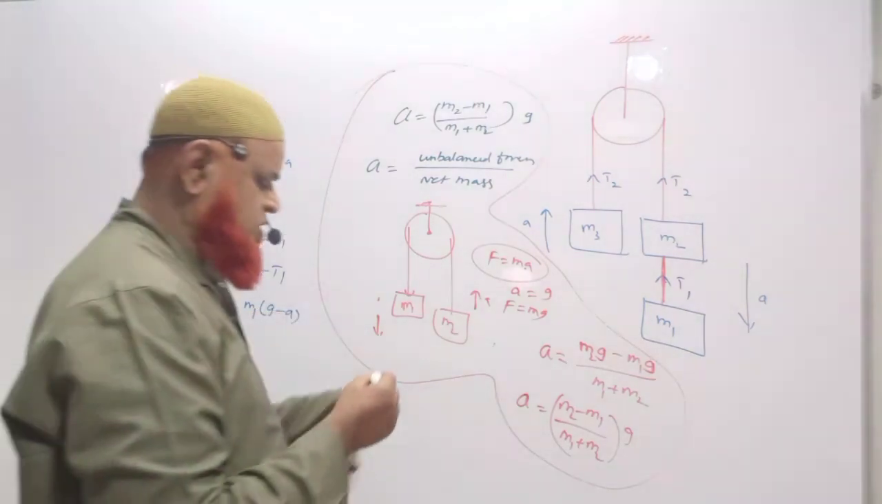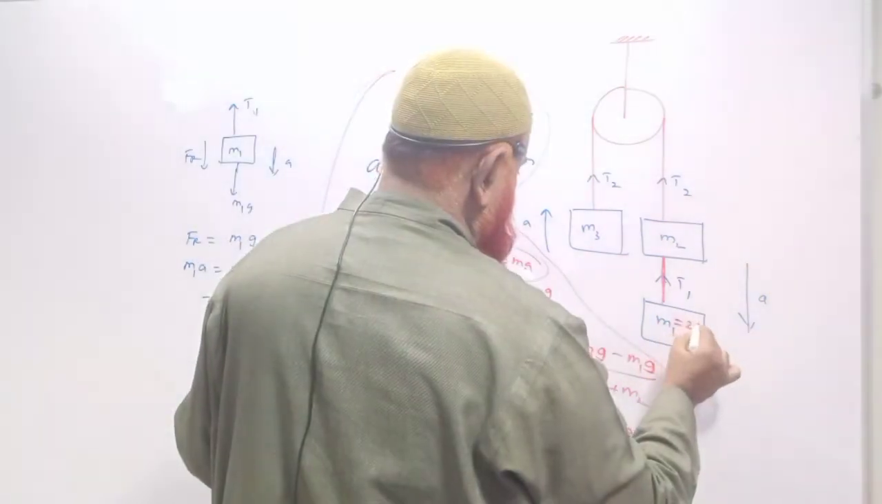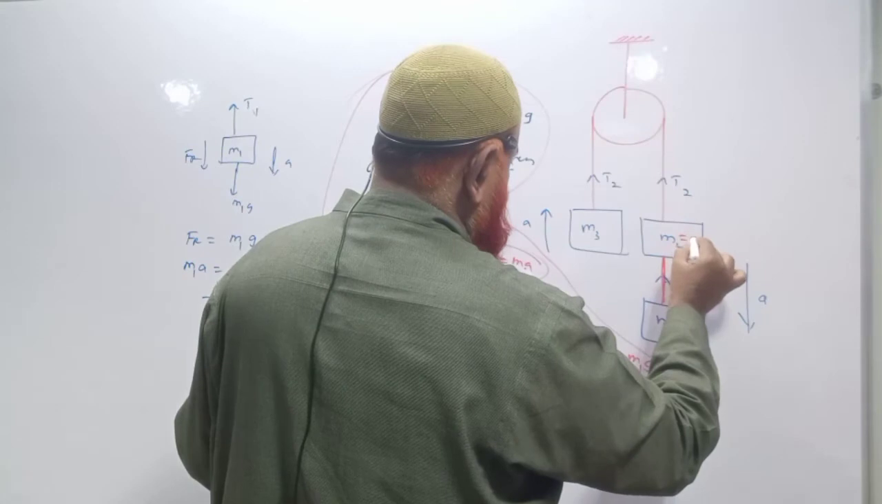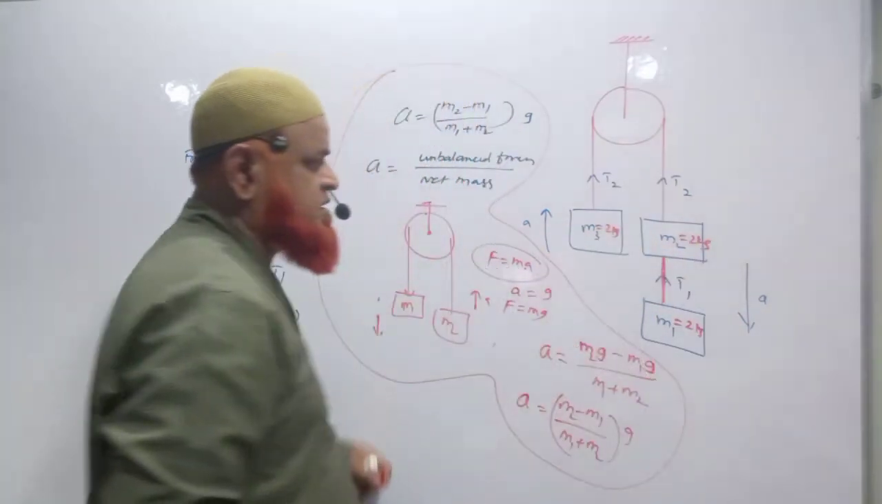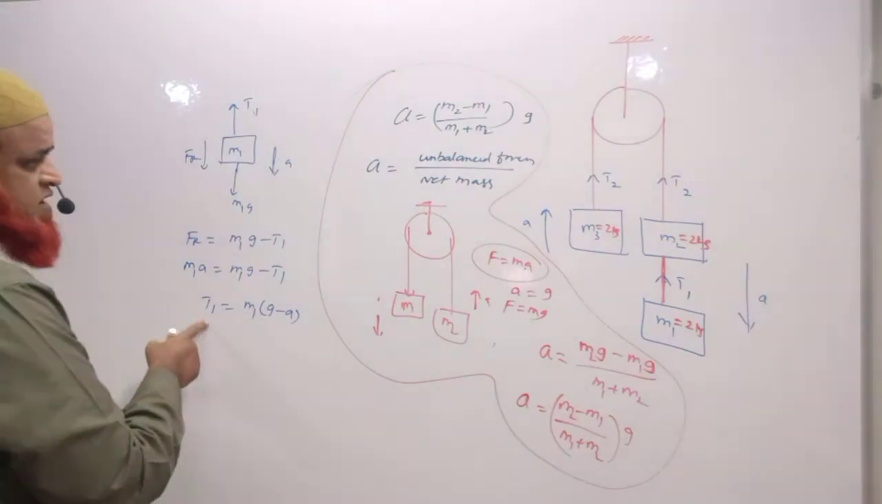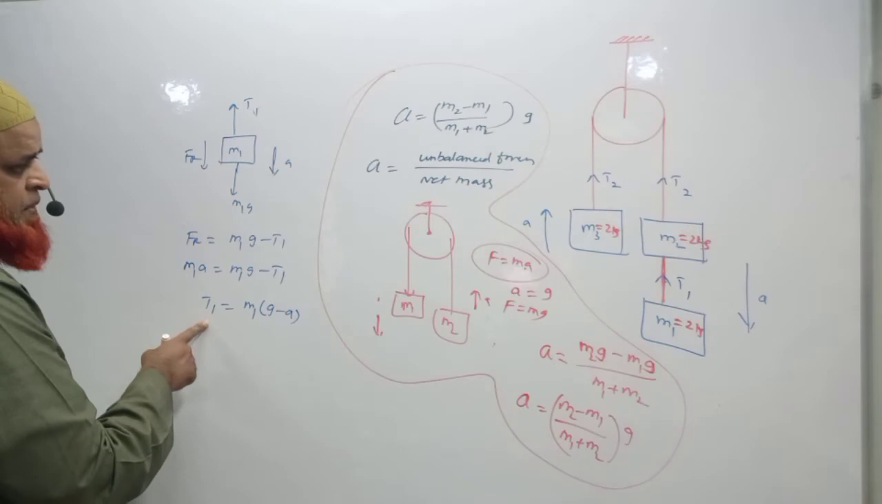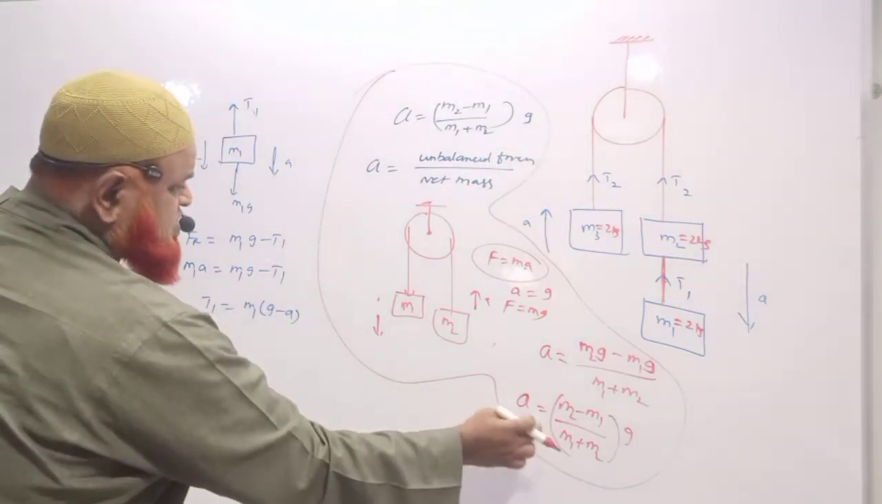I'll give a small example for this. For example, this is a block of mass 2 kg, this is also a block of mass 2 kg, this is also a block of mass 2 kg. Then what is the answer here? It's very simple. You have to find out the tension T1 here. So what is the acceleration? How can you find out the acceleration? By using this shortcut here.